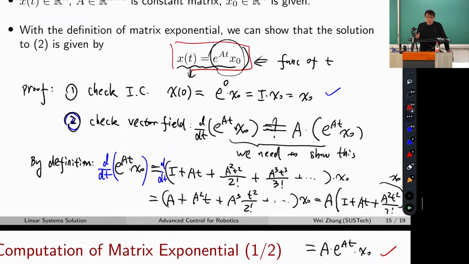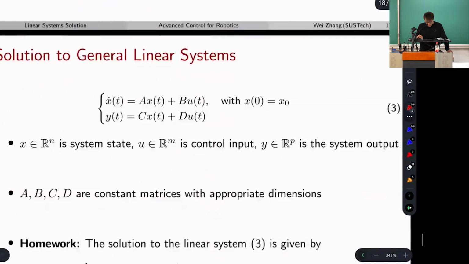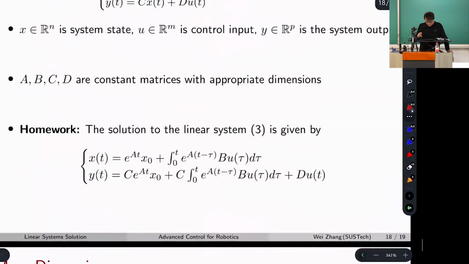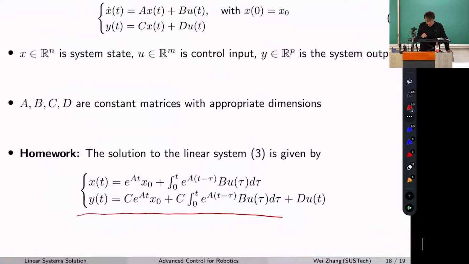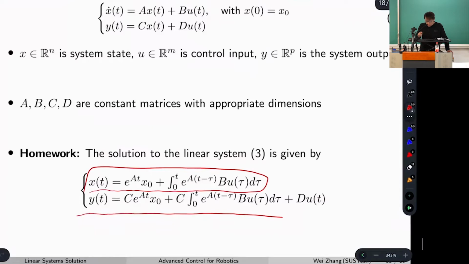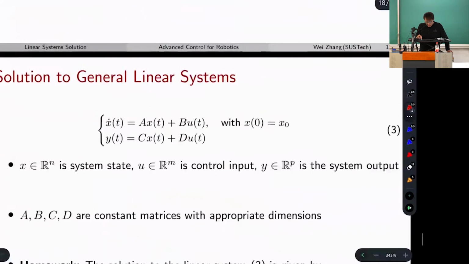I do the easy one, you do the hard one. So in the homework, you need to prove the general case: that the differential equation of the general linear control system has a solution of this form. That's the homework for you, the last question. I think I only ask you to check this is the solution, which doesn't involve any differential equation, so it's easy.